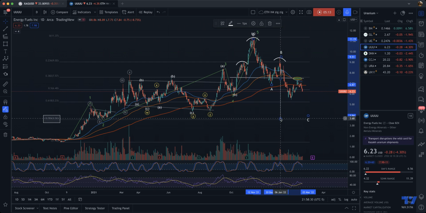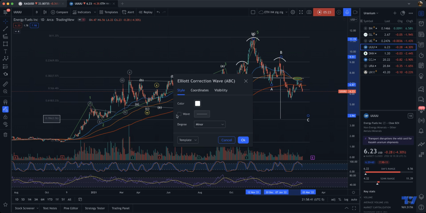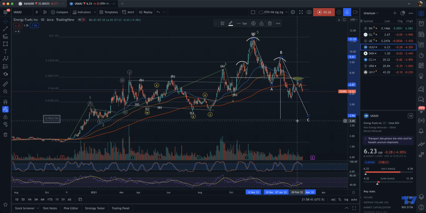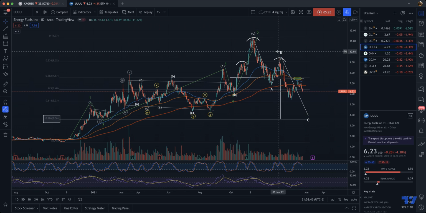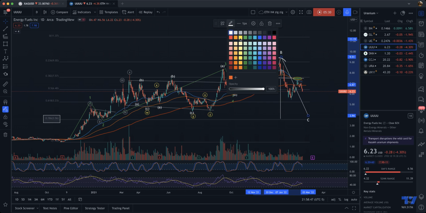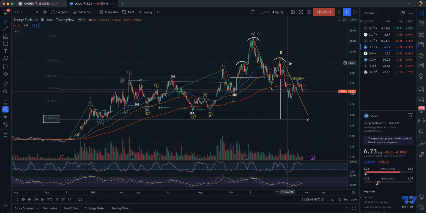Preferably, it would retrace to the 618, but this head and shoulders seems to point to the 786. Now, if we take the B wave and put it in yellow so we can see it, this looks like 3 down, 1, 2, 3, 3 up, 1, 2, 3. We have another flat.